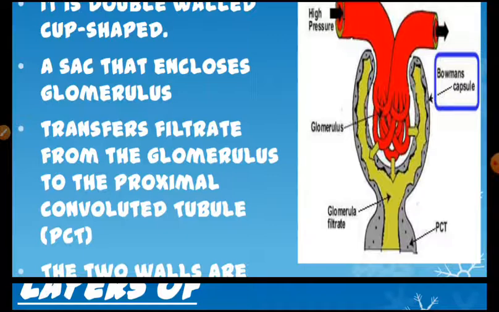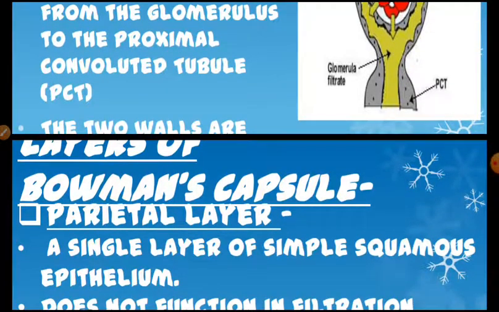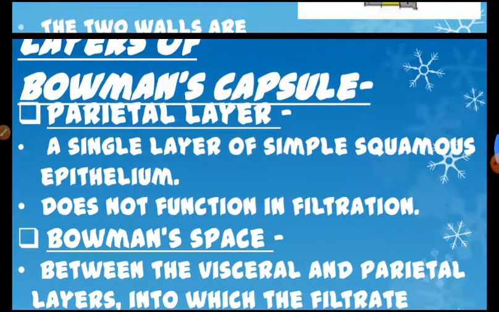This Bowman's capsule, what happens? It ends into a PCT or proximal convoluted tubule, also known as pars convoluta. This PCT is lined by a single layer of cuboidal cells, the free borders of which are striated or brush bordered. So here you can see.